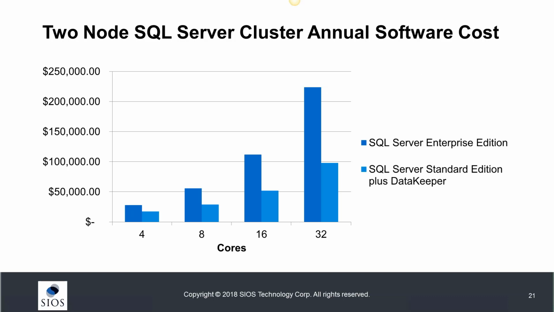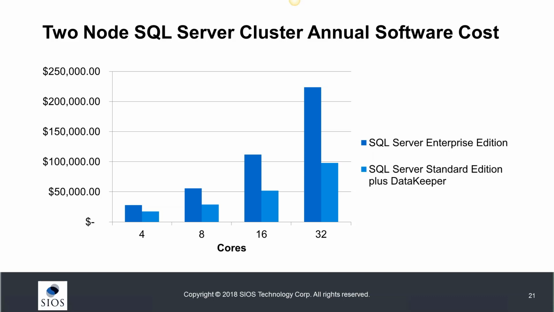We talked about the cost really being one of the driving factors of people looking for an alternative to always-on availability groups. And this is just a picture of just the software cost in comparison. So we see the dark blue line is the cost of SQL Server Enterprise Edition based upon the number of cores. And right before the presentation, I realized a mistake here. One of the limitations of Standard Edition is it only supports 24 cores. But you can see roughly the cost is twice or more than twice the amount, even including the cost of the DataKeeper software in addition to the SQL Server licensing.